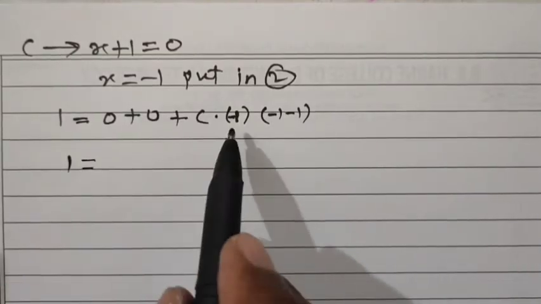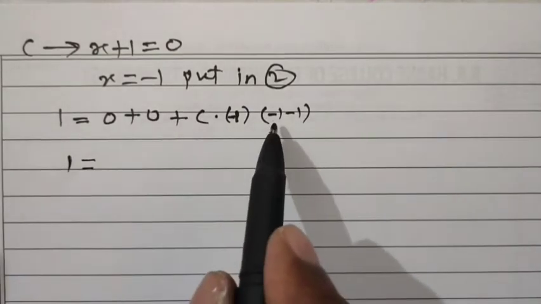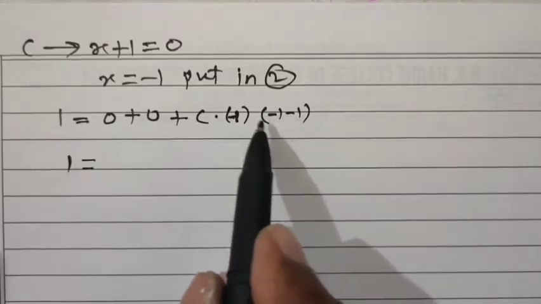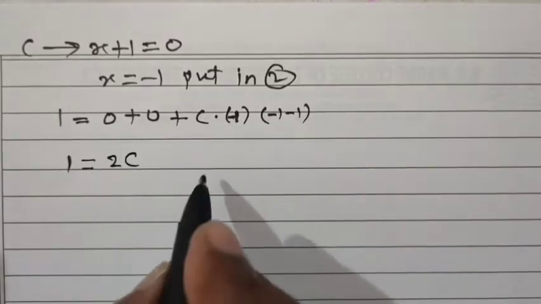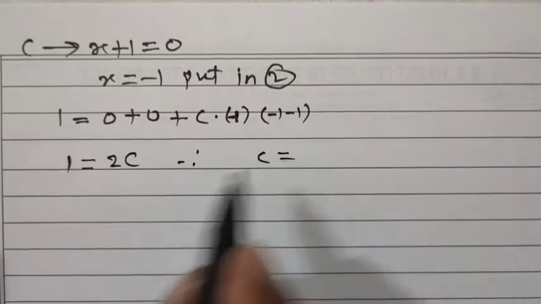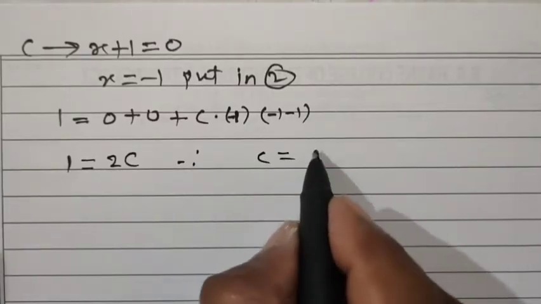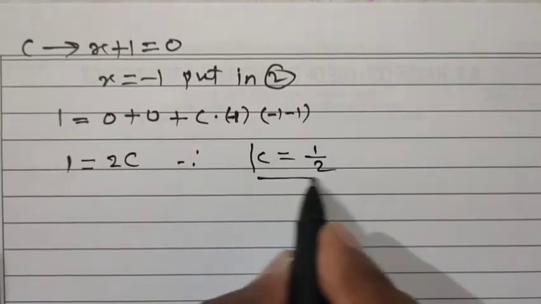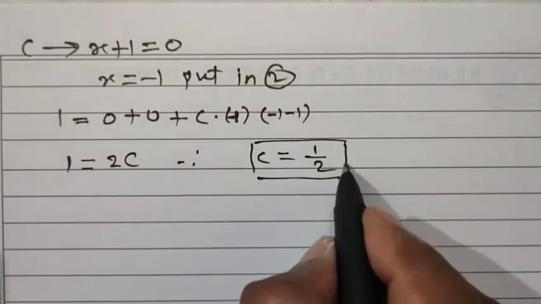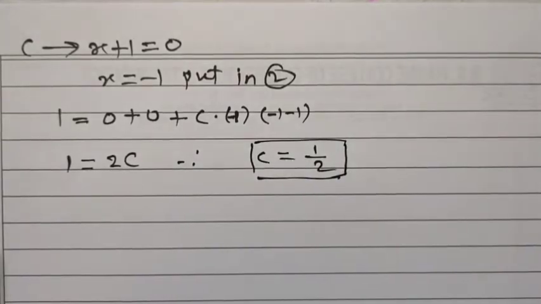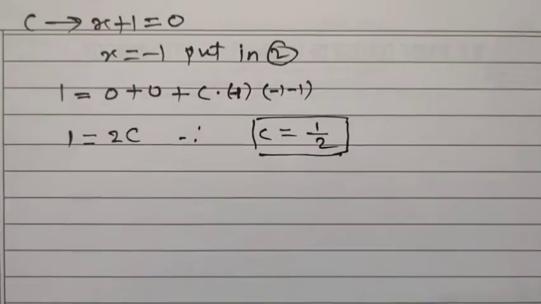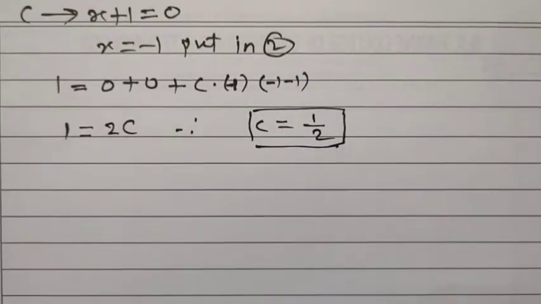On right hand side, minus 1 into minus 1 minus 1 minus 2. Minus 2 into minus 1 is 2, 2c. Hence, c is equal to, taking this 2 on left hand side, 1 upon 2. This is value of third arbitrary constant c. Now put the values of arbitrary constants a, b and c in equation number 1.